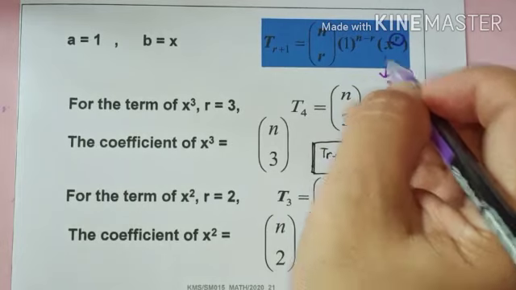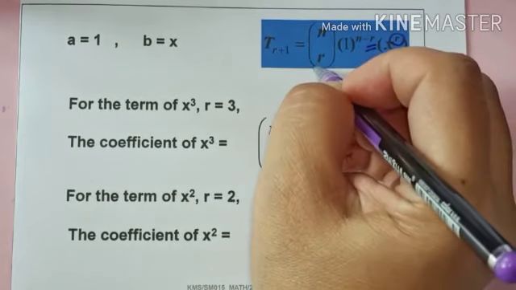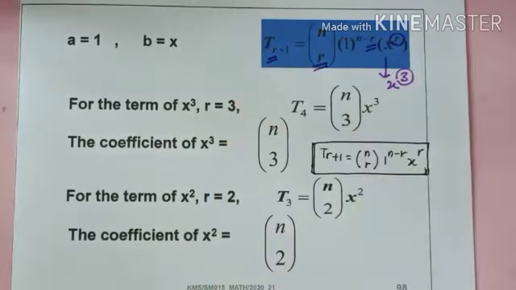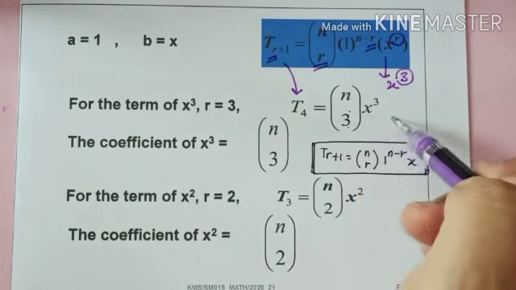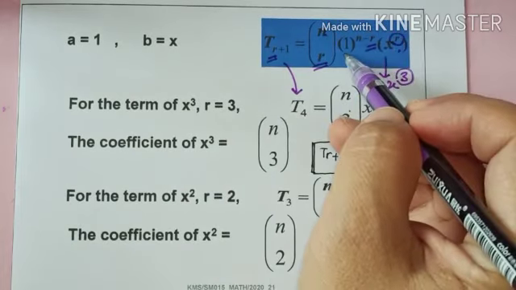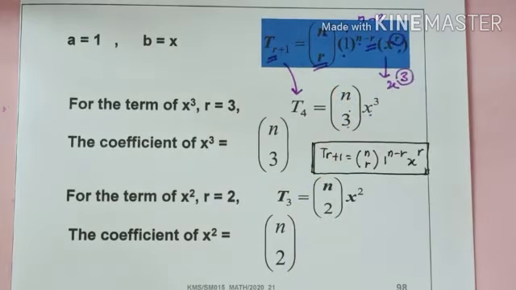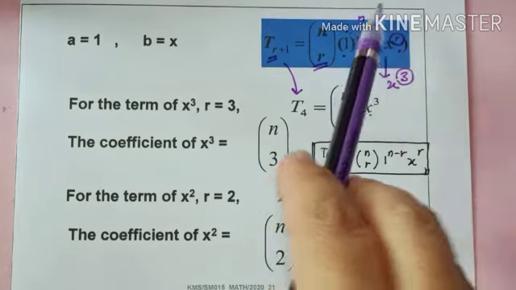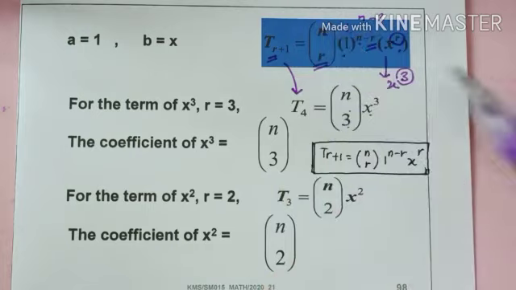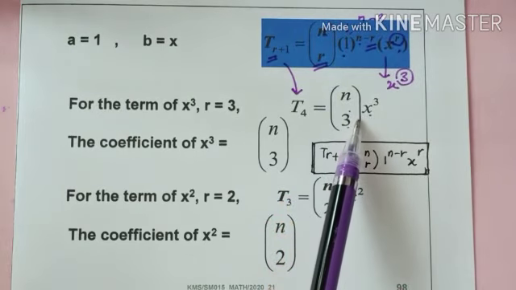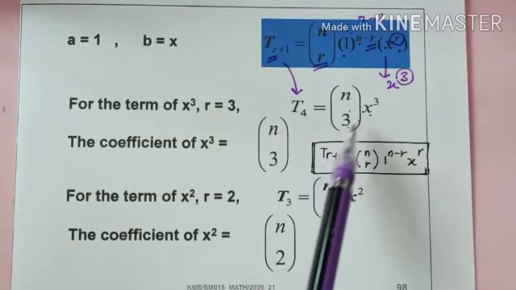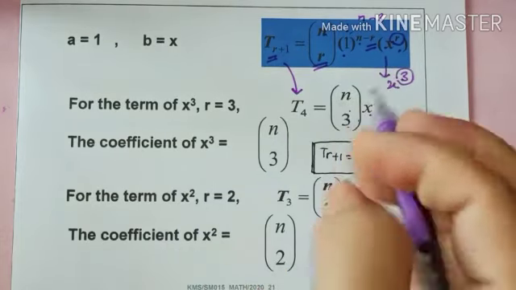Once you get r equal to 3, you can substitute 3 here, 3 here, and 3 here. So thus you get T4. T4 is equal to nC3 times x to the power of 3, where the expression is 1 to the power of (n minus 3). Any value of 1 to the power of something, whether positive or negative, is going to be 1. Okay, 1 to the power of 2 is equal to 1, and 1 to the power of 100 is also equal to 1. So we don't have to put it here. Thus, T4 is equal to nC3 times x to the power of 3. The coefficient is nC3.